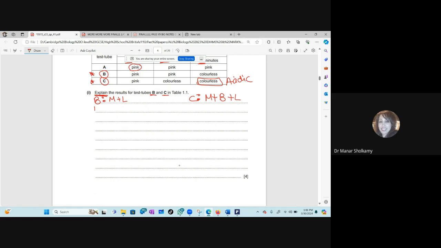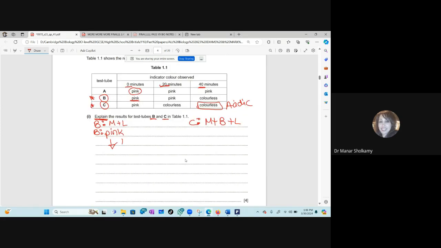Okay? In test tube B, let's look at the results. We started with pink color. So at 0 minutes, it was pink. And then after 20 minutes, it was still pink. After 40 minutes, after a very long time, it became colorless. Can you explain why? Why did it change from pink to colorless in test tube B? I have milk and lipase enzyme.